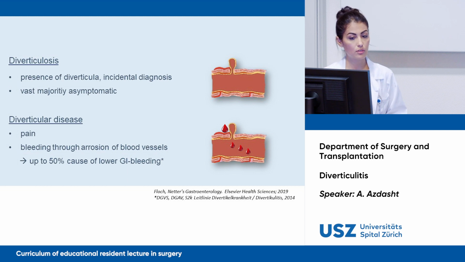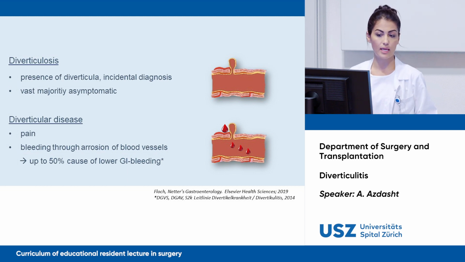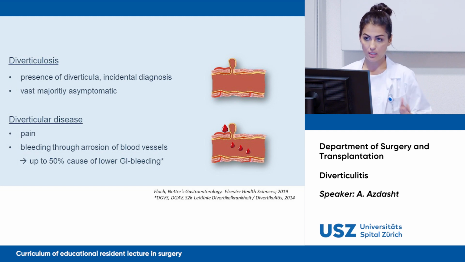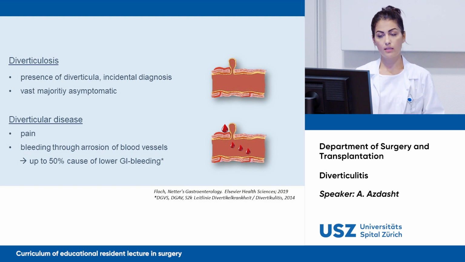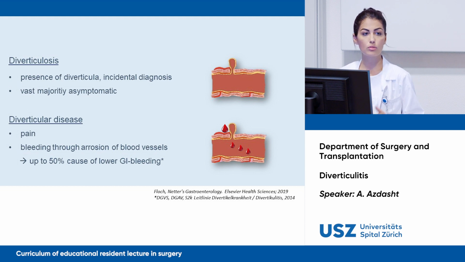So in diverticulosis, we have the presence of diverticula. In the vast majority, it's absolutely asymptomatic. Whereas when it becomes symptomatic with pain and also bleeding, we have a diverticular disease. And it's important to know that diverticular bleeding is the most common reason for lower GI bleeding. And this is due to erosion of the blood vessels.